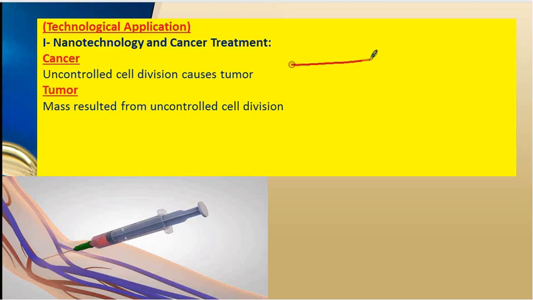For example, this is your hand, okay, part of your hand. Tumor means that part of your hand grew up to be like that, which means that it's growing but not in a controlled way, not in a uniform way, there is no harmony. So it is a mass resulting from uncontrolled cell division, which is growing in an improper way. This tumor, which is cancer, can cause a lot of troubles.